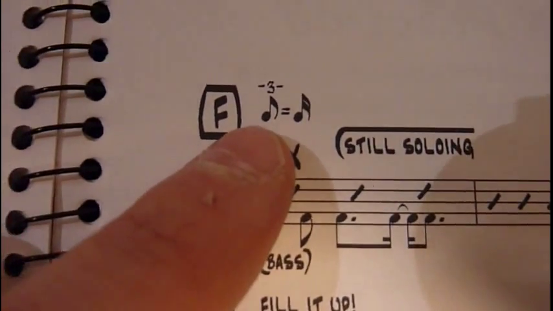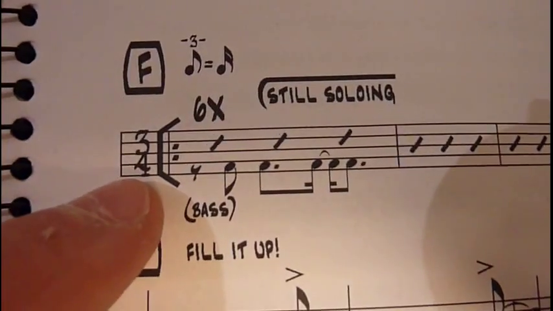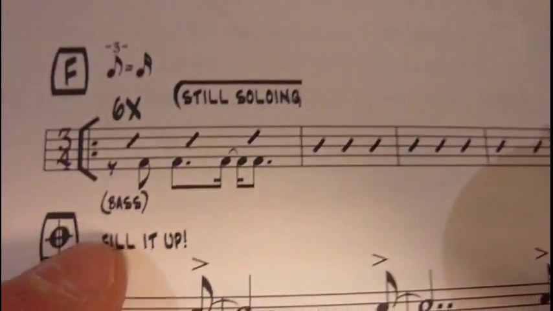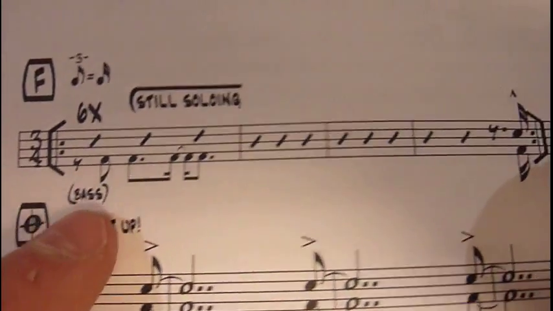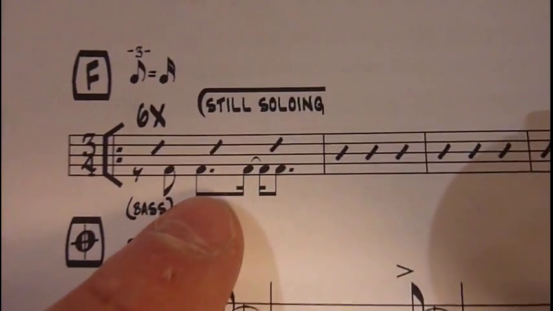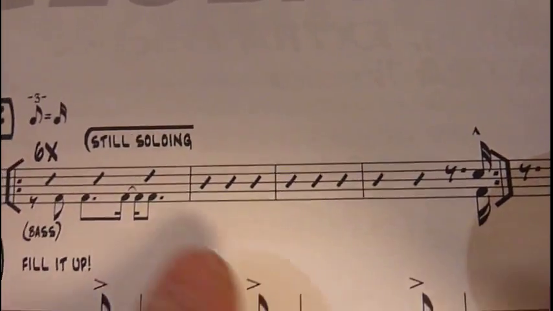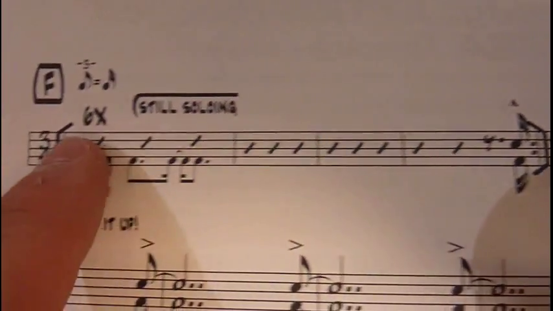The dotted eighth note triplet equals a 16th note. We're in a 3-4 time signature. That's three quarter notes in the bar. We're still soloing. The bass is going to play this figure right here. So that's one triplet, two E, and a three E, and that, and that just repeats. So it's a cool little four-bar section that repeats six times.